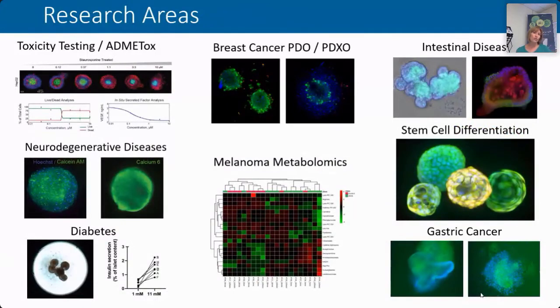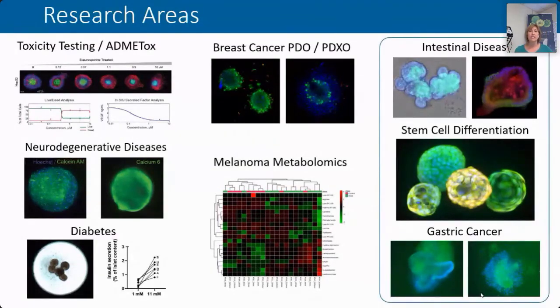So here I show you a variety of examples of applications that we've used with the Puma system. We have demonstrated the utility of our technology for doing compound screenings and toxicity testing. We have done interesting work with colleagues in the diabetes field looking at the secretory profiles of pancreatic islets. We've done metabolomic studies. Recently, we presented another set of interesting data that we acquired in collaboration with Tulane University in breast cancer patient-derived tumoroids.